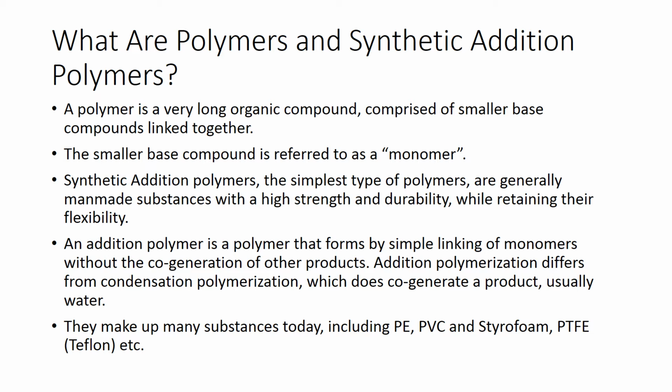They are generally man-made substances with a high strength and durability while retaining their flexibility. Addition polymer is a polymer that forms by simple linking of monomers without the cogeneration of other products. Addition polymerization differs from condensation polymerization, which does cogenerate a product, usually water. They make up many substances today, including PE, PVC, styrofoam, PTFE, also known as Teflon, etc.